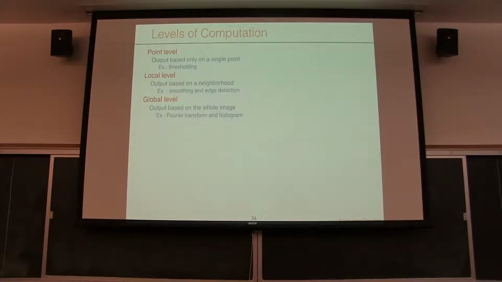Also, if I want to do a histogram of the image, I need to look at every pixel to figure out how many pixels I have equal to 120. Okay, so that's also a global level.